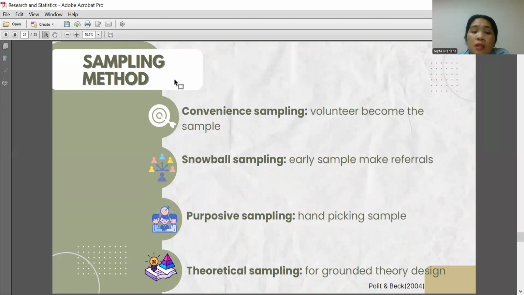For the sampling methods in qualitative, usually we use convenience, because it's convenient. We ask who can volunteer to become a sample. Snowball, where the early samples make referrals. Purposive, where we handpick the sample, we ask them. And theoretical, which is usually for the grounded theory design.